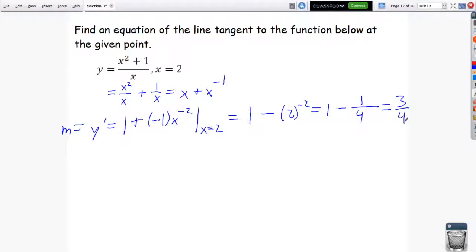And if you really wanted to do it using the quotient rule, you could have done it using the quotient rule.